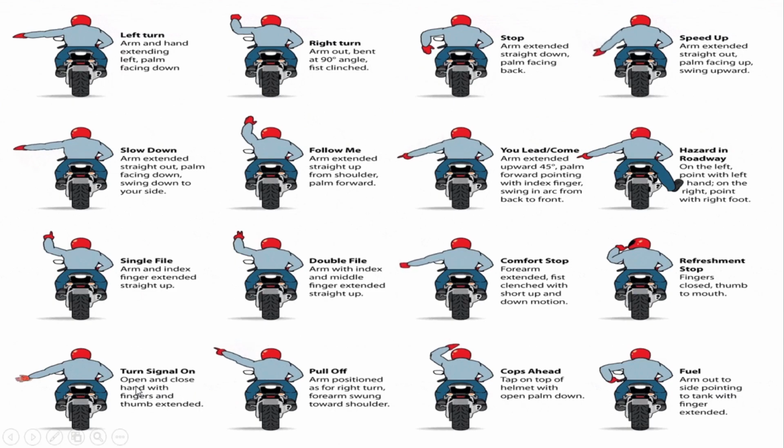Your turn signal on. You put your signal. He's opening and closing his hands and fingers with thumb extended. Pull off. He's telling that you can move ahead, pull off, and arm position as for the right turn, forearm swung towards the shoulder inside. Cops ahead, wear your helmet. Fuel: arm out to the side pointing to the tank with finger extended.